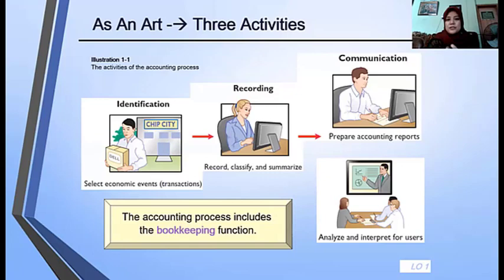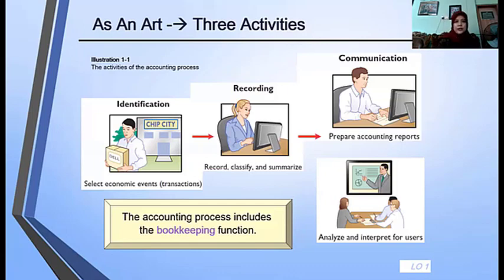As an art, we find three activities in accounting. First, identification. Second, recording. And third, communication. In identification, we select economic events or transactions, and we recognize them. These may be business events, such as signing an MOU or having a meeting with other parties. But an economic event influences money, and we will identify that transaction.